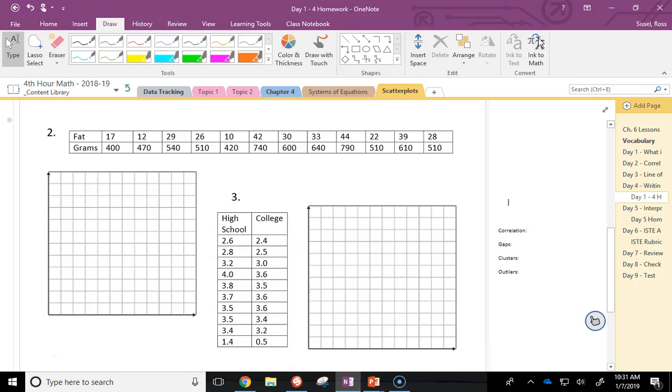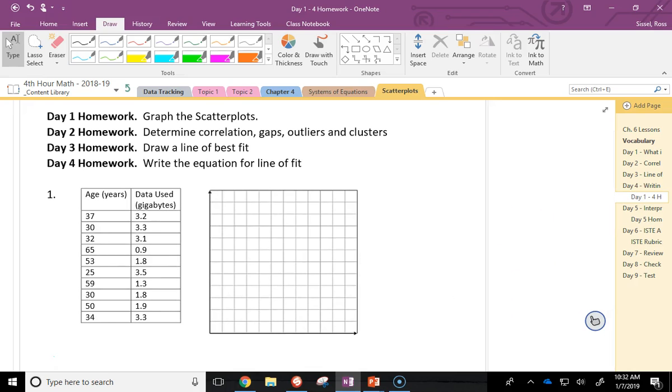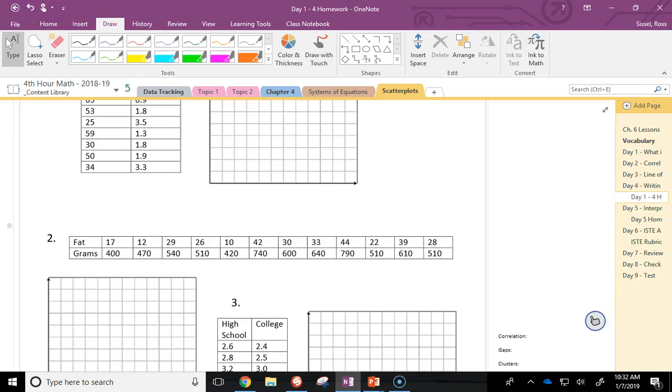Remember, homework. Gentlemen, sitting down. No one should be up and leaving. Your homework, day 2 homework: determine correlation, gaps, outliers, and clusters off of number 1, 2, and 3. Go ahead, take your class time. You guys can work on it right now.